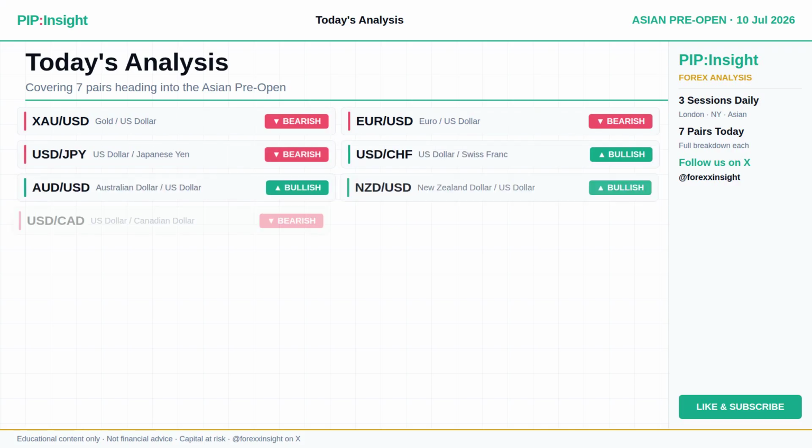Here is today's Asian pre-open chart analysis. Pairs showing bullish structure: dollar Swiss, Aussie dollar, Kiwi dollar. Pairs showing bearish structure: gold dollar, euro dollar, dollar yen, dollar Canada. Full chart breakdown for each pair coming up now.